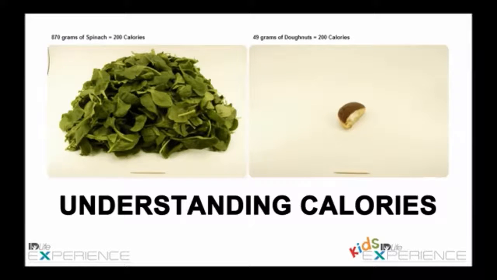The picture on the left is 200 calories of spinach. It's 870 grams of spinach. I'm not sure any person could actually sit down and eat all that. On the right hand side is half of a donut, 49 grams, 200 calories. You could eat on the left and probably get very well full before you could ever get to the end. And on the right, you're looking for the other half of the donut. We need to understand there's a big difference between quantity versus quality, and focus on quality.